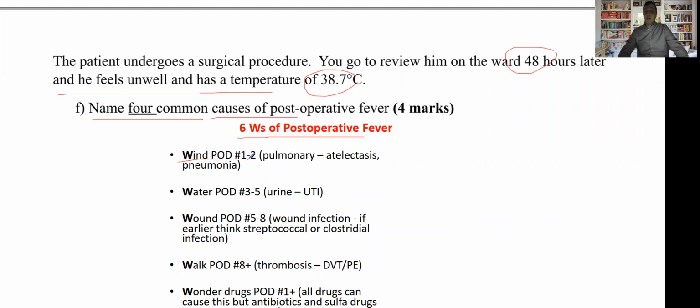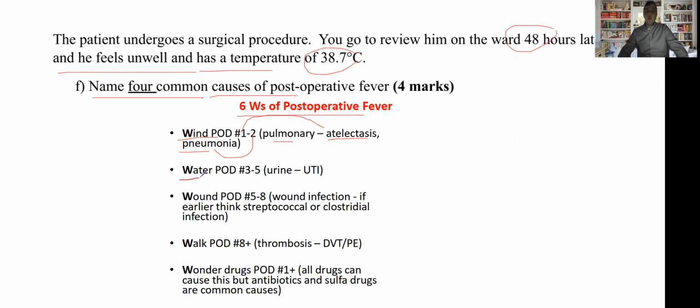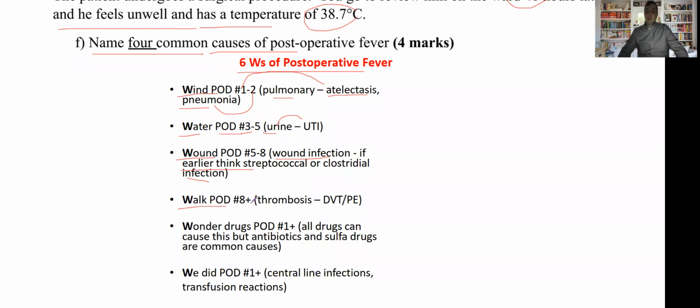On postoperative day number 1 to 2, it's pulmonary, atelectasis or pneumonia. Usually on day number 1 it's atelectasis; if it's day number 2, it's pneumonia. Water, postoperative day number 3 to 5, it's urine, UTI. Wound, postoperative day number 5 to 8. Wound infection, if earlier, think about streptococci or Clostridial infection. Walk, postoperative day number 8, thrombosis, DVT or PE.